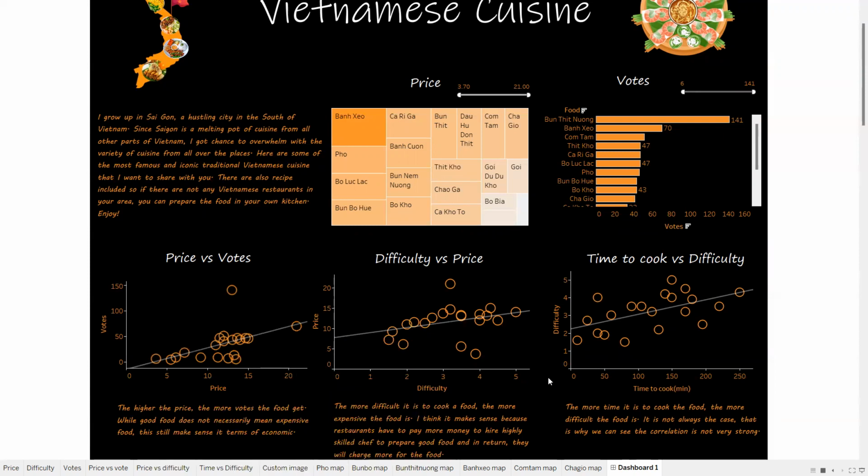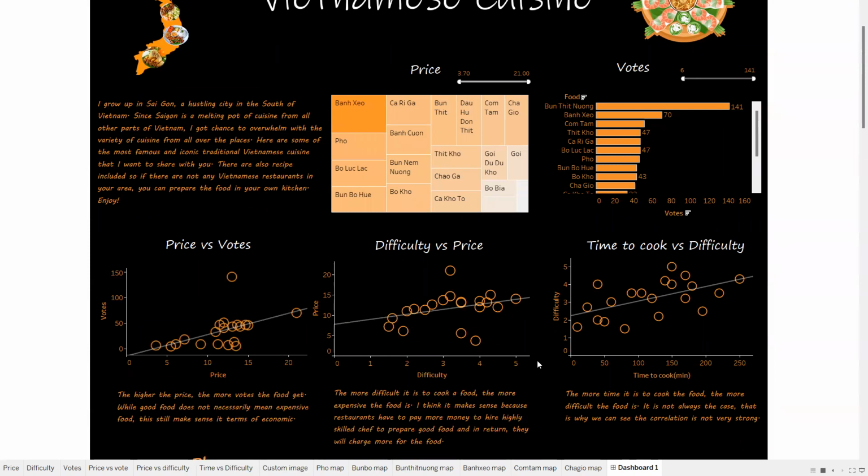In terms of difficulty and price, there's also a kind of positive relationship. Also, it's not very strong. We can see that the more difficult it is to cook a food, the more expensive the food is. I think that makes sense because when a restaurant pays more to cook the food, they spend more time cooking the food, which means they're going to increase the price they charge the customer.